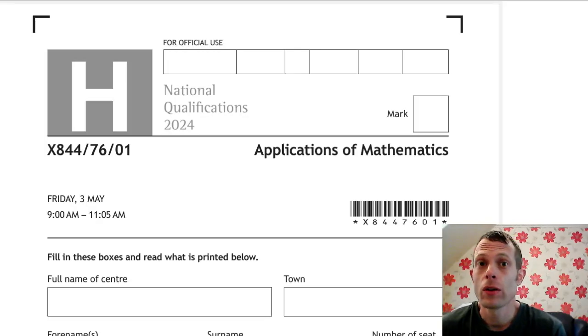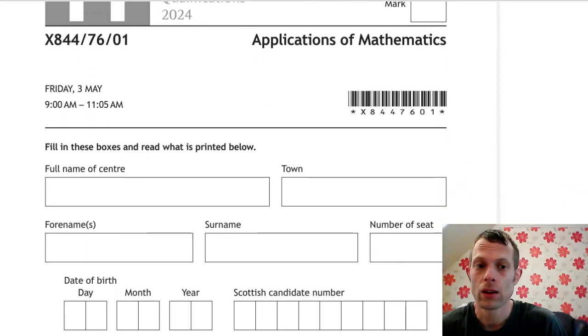So I'm going to be going through the 2024 Higher Applications paper. So let's have a look at the first few pages. You would start by filling in all your personal details.